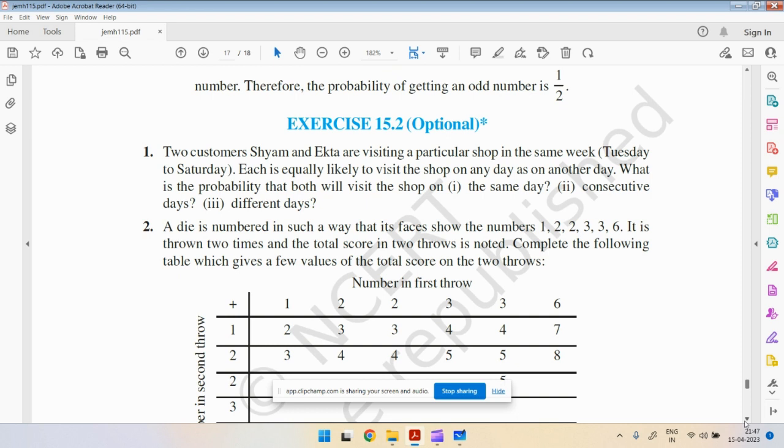So question number one. Two customers, Shyam and Ekta, are visiting a particular shop in the same week, Tuesday to Saturday. Each is equally likely to visit the shop on any day as on another day. What is the probability that both will visit the shop on first, the same day, second, consecutive days, third, different days?